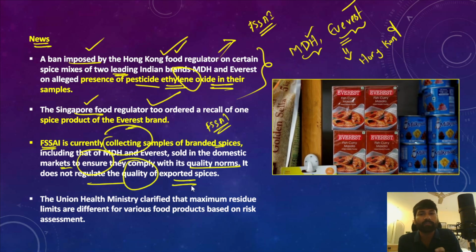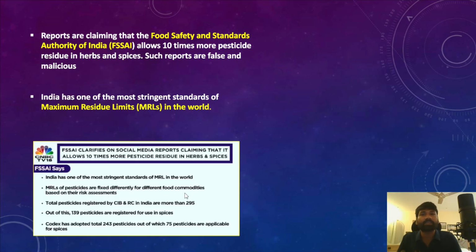The Food Safety and Standards Authority of India will not regulate the standards of these exported masala brands, but now it has been collecting samples of these two brands to test their quality. And in fact, the Union Health Ministry has also clarified, after allegations leveled against the Food Safety and Standards Authority of India, that maximum residual limits are actually different for various food products based on their overall risk assessment. However, the allegations which are being leveled against the Food Safety and Standards Authority of India have no clear basis. And in fact, the reports which are claiming that the Food Safety and Standards Authority of India allows 10 times more pesticide residue in herbs and spices, such reports are false and malicious. So this is what the Food Safety and Standards Authority of India has actually said.